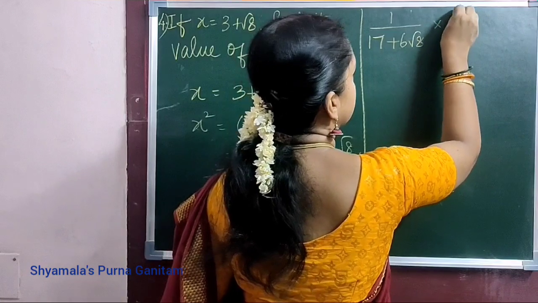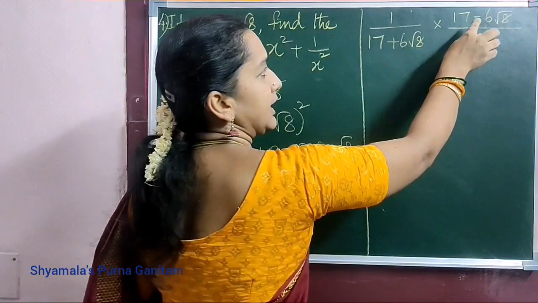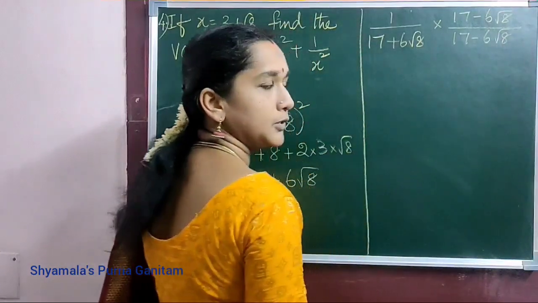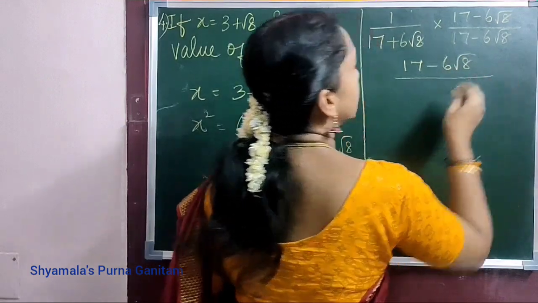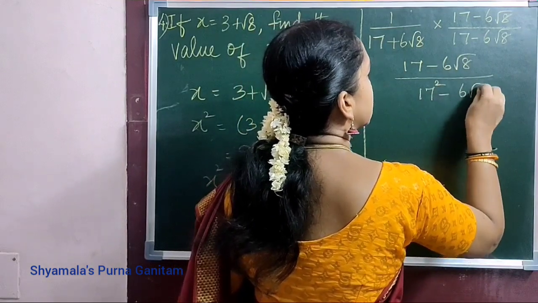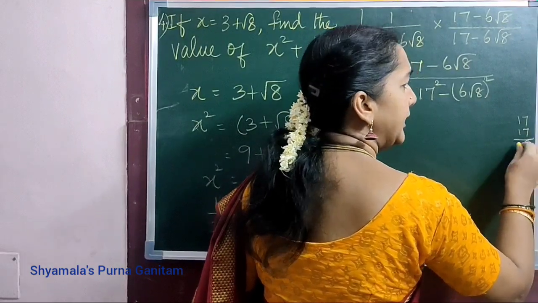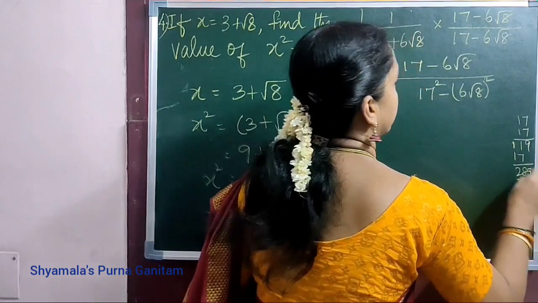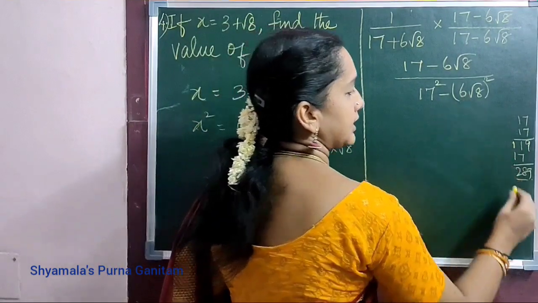When you rationalize this, the rationalizing factor will be 17 minus 6 root 8. Same way 17 minus 6 root 8. Okay, so in the numerator 17 minus 6 root 8 will come. The denominator is 17 squared minus 6 root 8 the whole square. So 17 17s are 289 will come. Then when you simplify this you will get 277. That is 6 6s are 36.